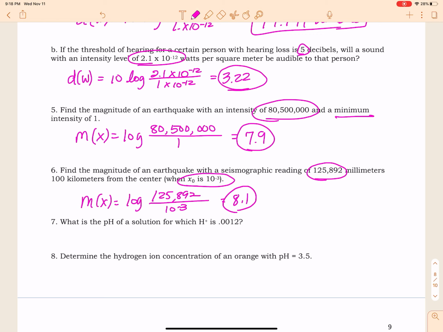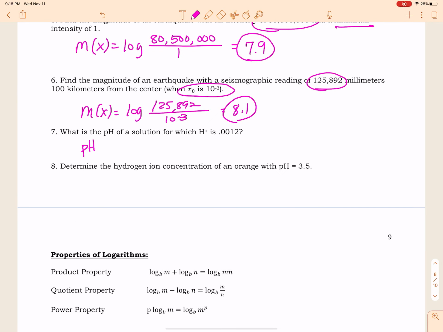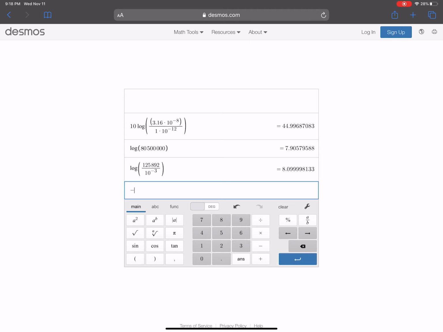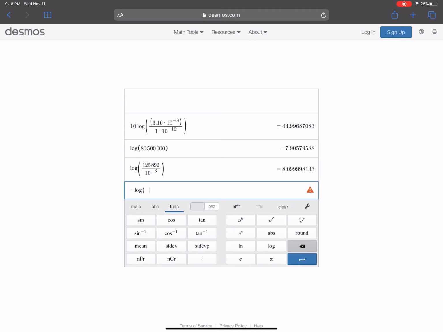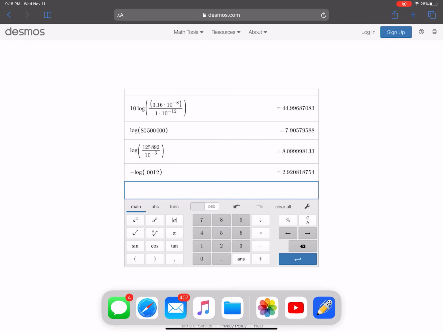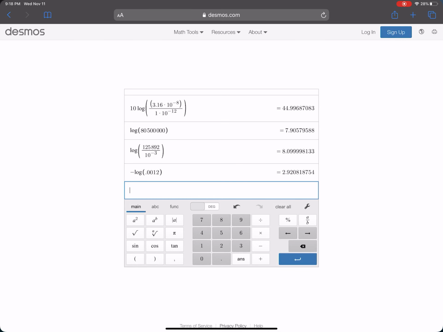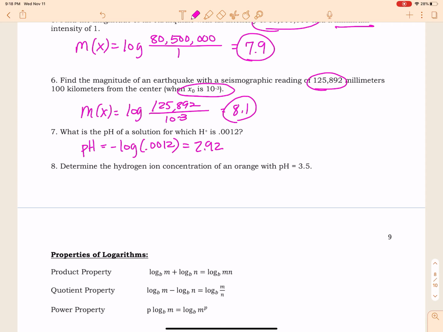Excellent. All right, last 2 questions. What is the pH of a solution for which the hydrogen is 0.0012? Okay, I'm using this equation right here, and I'm asking about the pH. So all I have to do here is write pH equal to negative log of 0.0012. Groovy. All right, so the answer is going to be 2.92. I should have said it out loud. 2.92 is going to be the pH if the hydrogen is 0.0012.